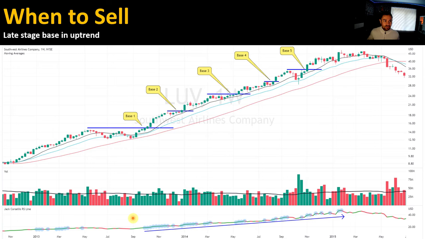So let's go through a couple of examples. So this is the late stage base. This one here, this is LUV, Southwest Airlines Company, on the weekly chart. So it's clearly a leader here. Look at all these 52-week highs coming through. Base 1, base 2, base 3, base 4, base 5. These bases do not continue forever, because if you think logically about it, large operators were accumulating in the lower bases and then up here, then looking to offload their shares.